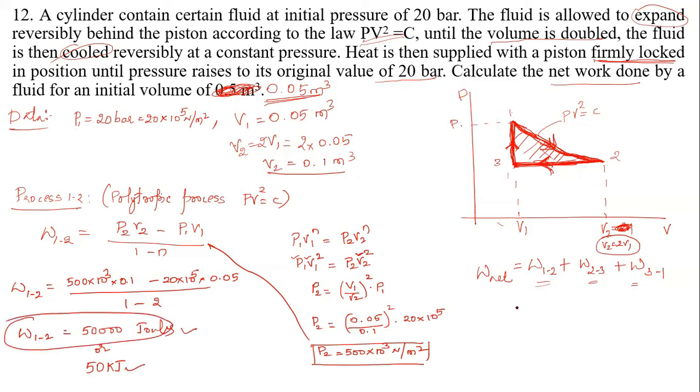Now we found W1 to 2. Next, let us calculate W2 to 3. And W2 to 3, what is it? Process 2 to 3 is a constant pressure process.